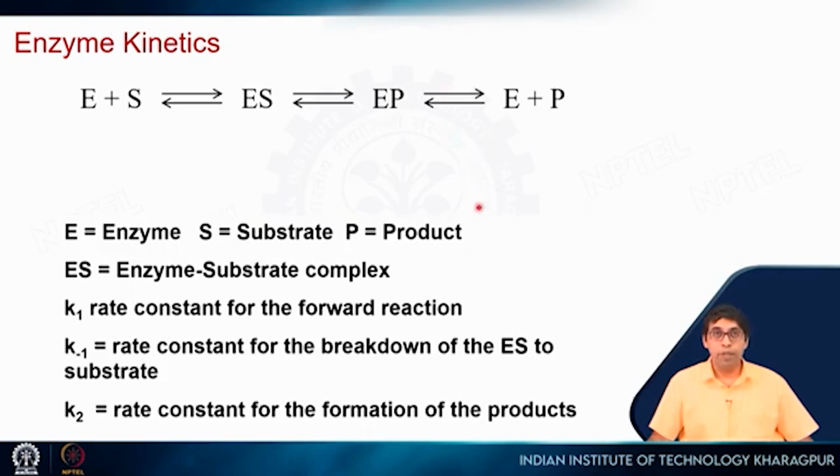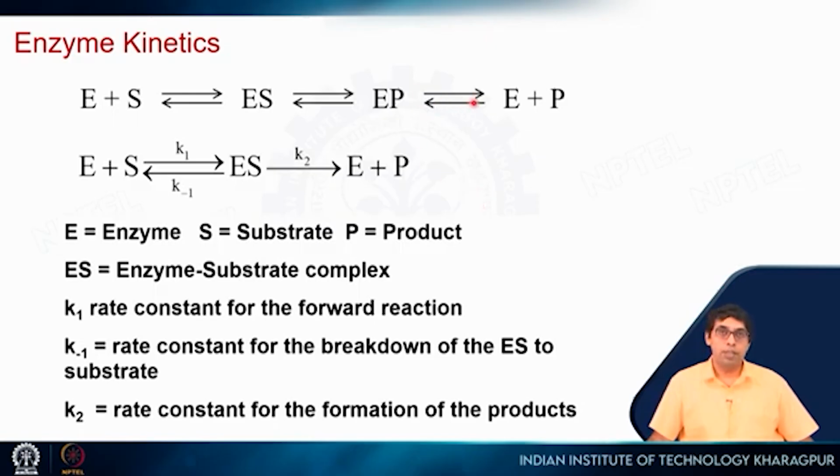But we can actually simplify this to something like this, because this will be a very fast step and this reaction step is also quite fast. So we can combine these two steps into this one irreversible step where the enzyme substrate dissociates into enzyme plus product. This type of approximation was done by Leonor Michaelis and Maud Menten more than 100 years back, in 1912. That is when their paper came out, and they showed that enzyme kinetics can be explained very nicely by a very simplified kinetic reaction like this.